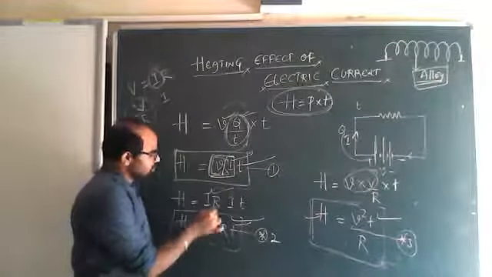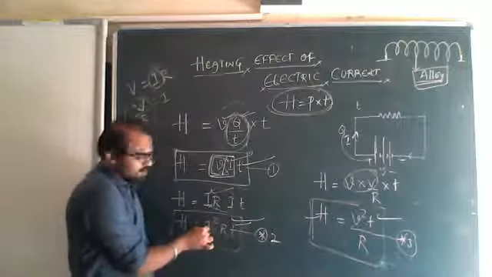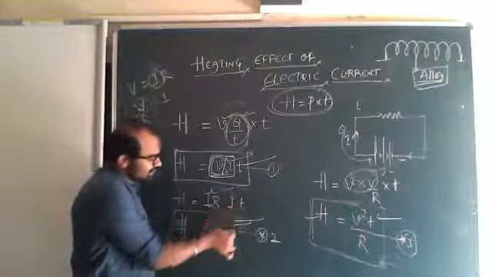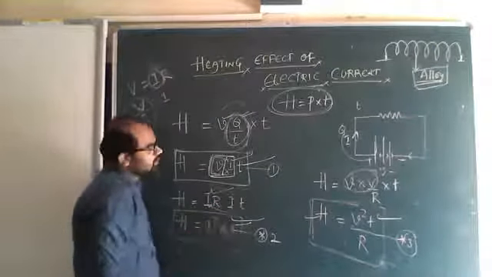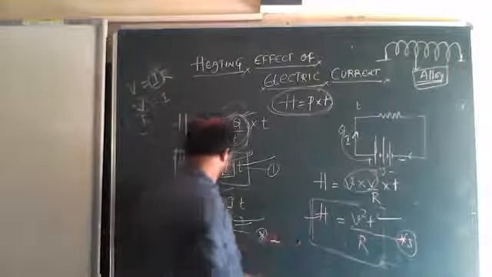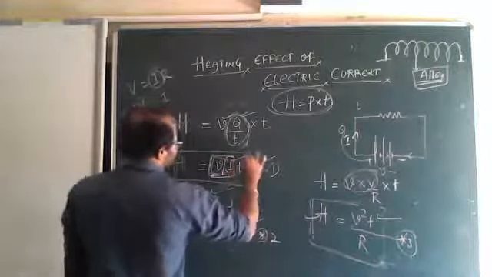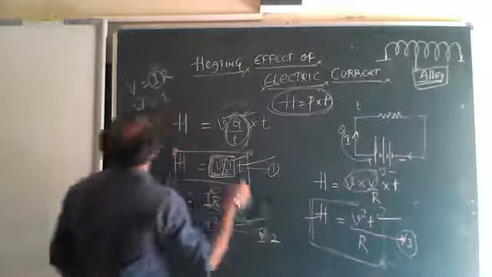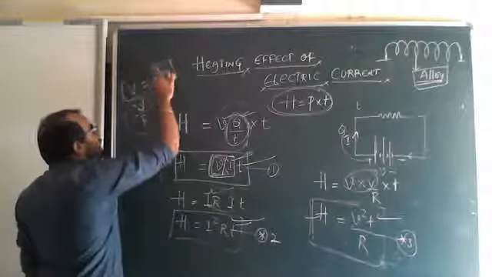So H is equal to I into I will become I square, R I kept as it is, T is here. So H is equal to I square RT. So another formula is, in place of I, I will put V by R, because V is equal to IR is my Ohm's law. I will keep only I here.